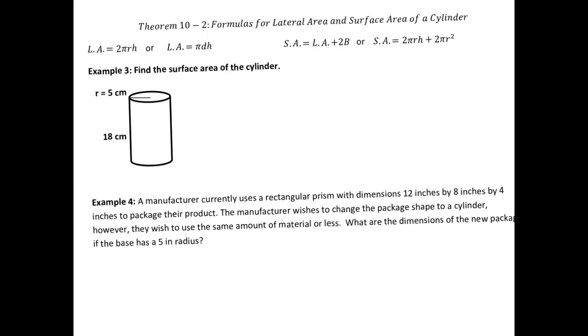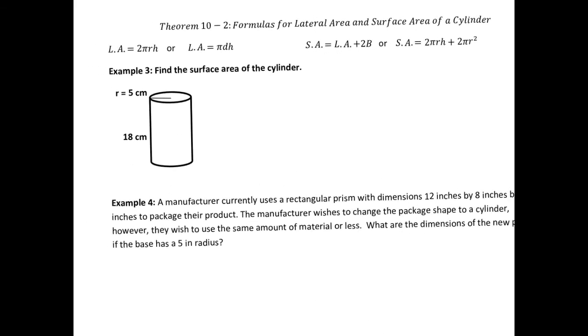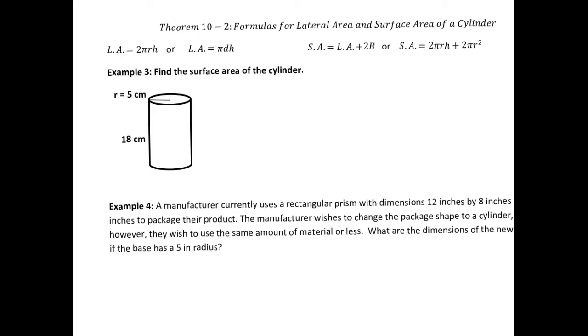So now let's find the lateral area and the surface area of a cylinder. A cylinder is very much like a prism. The only difference is the bases are still congruent, but they're circles, and the faces aren't necessarily parallelograms because they're curved, but the concept is the same.